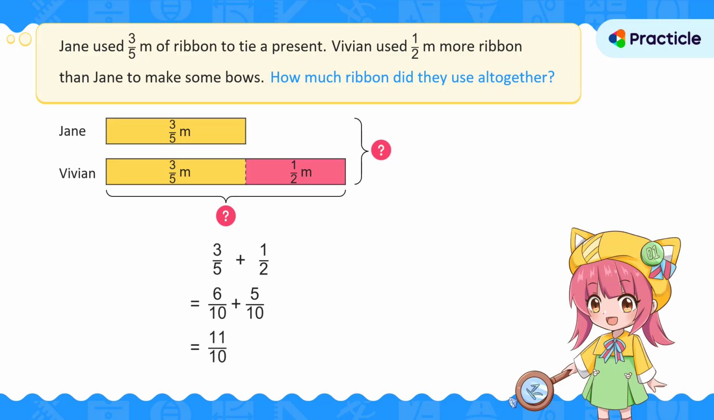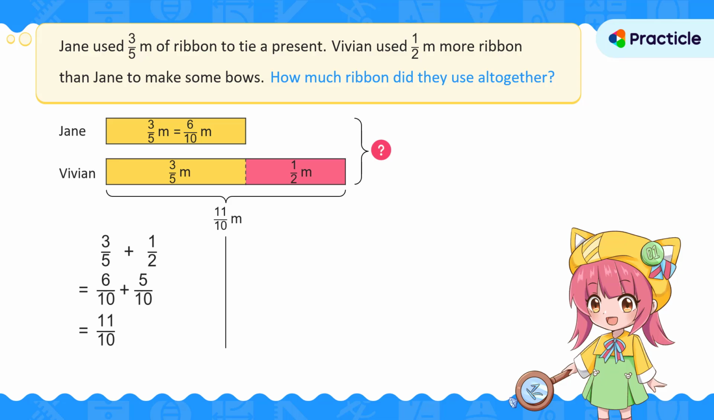Did you get that? Since we'll need to add this to the length of the ribbon that Jane used in the next step, let's leave the fraction as an improper fraction for the time being. The length of the ribbon that Vivian used is 11/10 meters. How long is the ribbon that Jane used? Yes, it is 3/5 meters, or 6/10 meters.